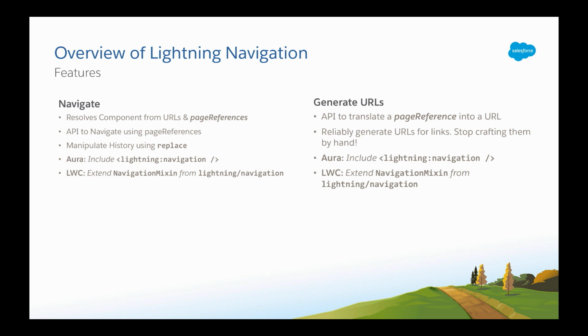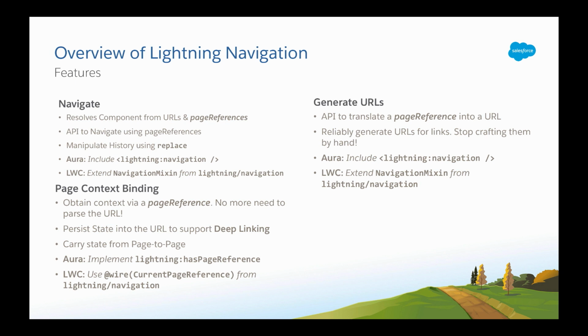You can also use the API to generate URLs from a page reference. This means you don't have to be crafting them by hand anymore. You can use the generate URL API, and it'll generate you a URL from a page reference. And the way you use it is much the same as it is with navigations.